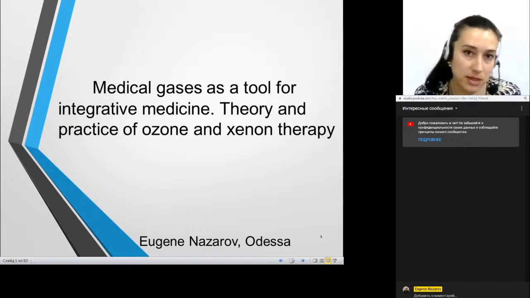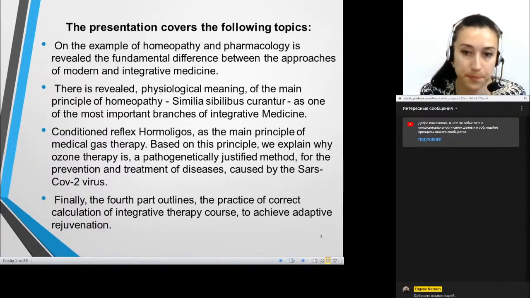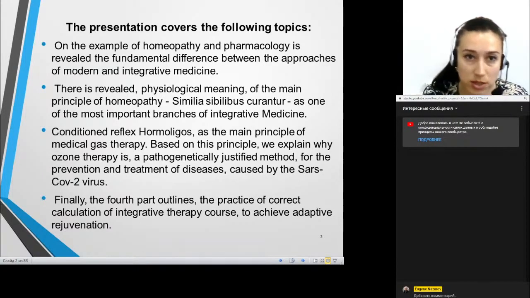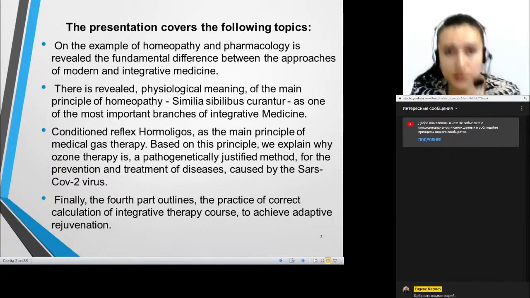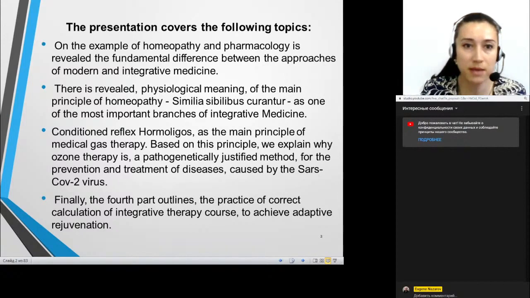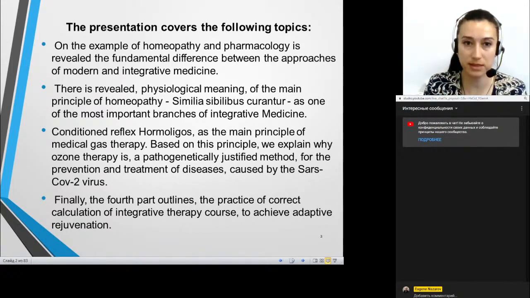And the topic of this presentation is medical gases as a tool for integrative medicine, theory and practice of ozone and xenon therapy. The presentation covers the following topics. First, on the example of homeopathy and pharmacology, the fundamental difference between the approaches of modern and integrative medicine is revealed. The physiological meaning of the main principle of homeopathy, similia similibus curantur, is revealed as one of the most important branches of integrative medicine.